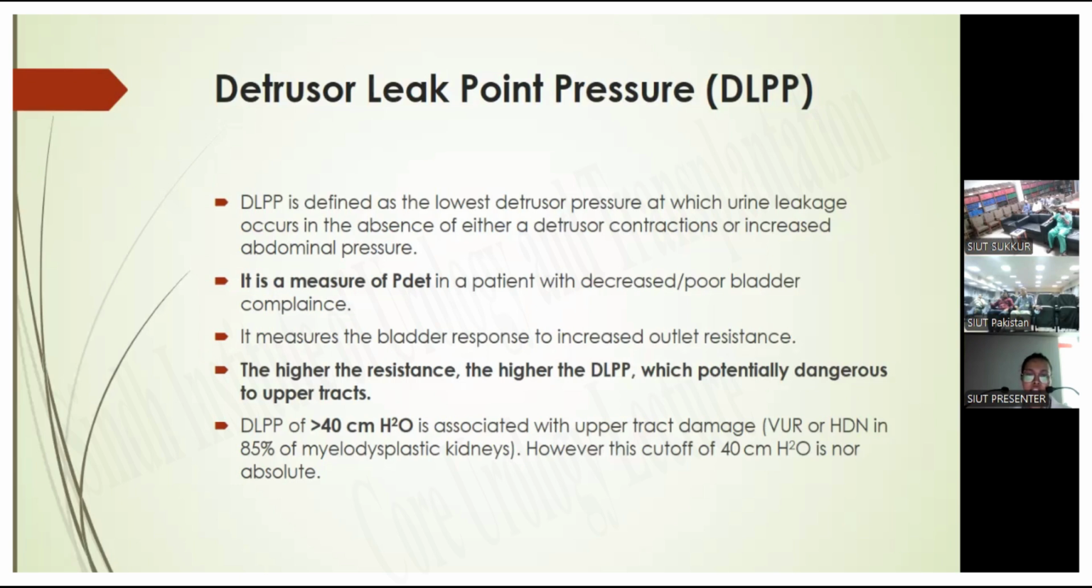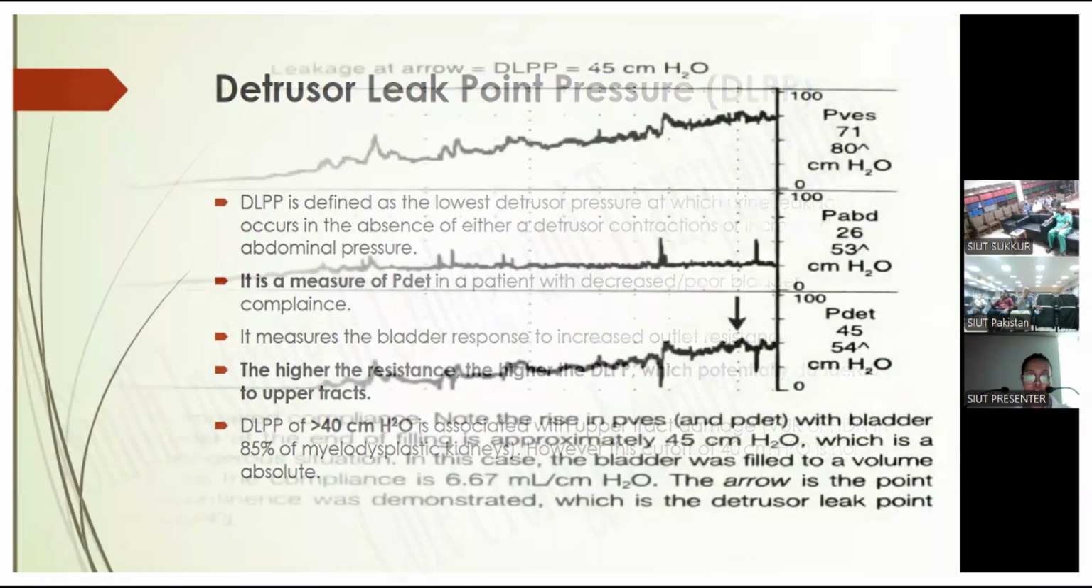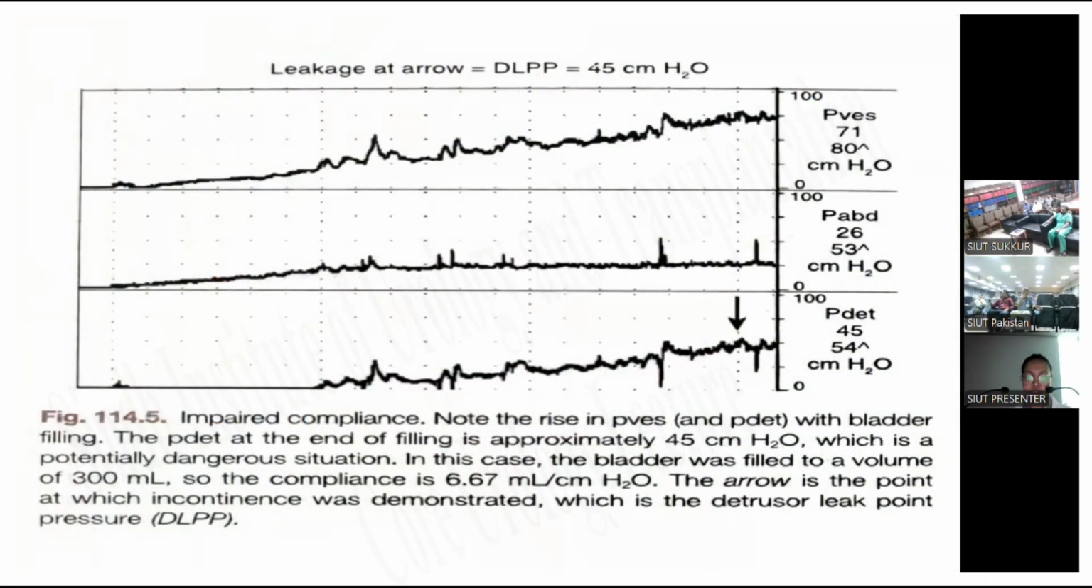It measures the bladder response to increased outlet resistance. The higher the resistance, the higher the DLPP, which is potentially dangerous to the upper tract and obviously leads to VUR. Detrusor leak point pressure of more than 40 centimeter of water is associated with upper tract damage, VUR, or hydronephrosis in 85% of myelodysplastic kidneys. However, this cutoff of 40 centimeter of water is not absolute. So this detrusor leak point pressure is in context of bladder compliance.